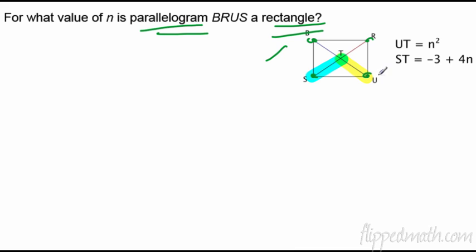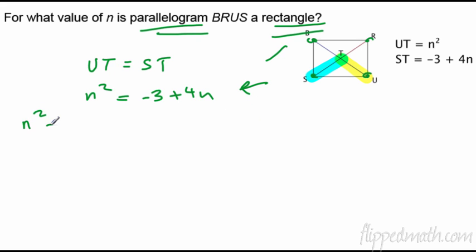So how would we set up an equation? Well, if they're equal to each other, then n squared is going to have to equal negative 3 plus 4n. UT is going to have to equal ST, which means that n squared equals negative 3 plus 4n. Bells should be going off. This, ta-da, is a quadratic equation. If you move everything to one side, n squared minus 4n plus 3 equals 0, then you do the magic x. Remember, you got 3 times 1 goes in the bottom, negative 4 in the top. What two numbers multiply to this number, but they have to add to that number, negative 3, negative 1.